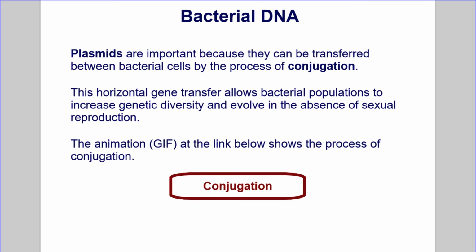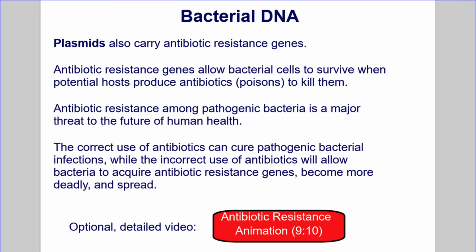Plasmids are important because they can be transferred between bacterial cells by the process of conjugation. This horizontal gene transfer allows bacterial populations to increase genetic diversity and evolve in the absence of sexual reproduction. The animation GIF at the link below shows the process of conjugation.